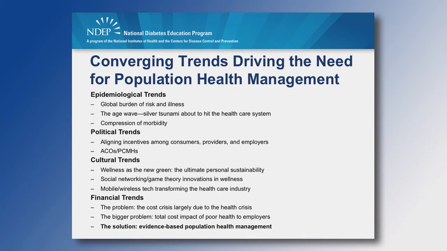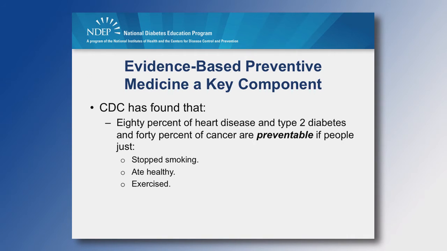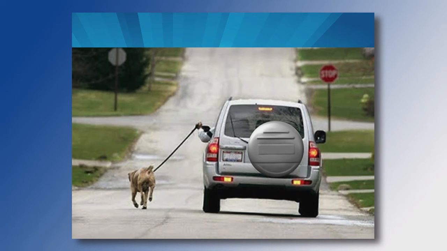So the solution is really focusing on evidence-based population health management. We know that preventive medicine is a key component of that because the CDC has shown that 80% of heart disease and type 2 diabetes and 40% of cancer are preventable if people just stop smoking, ate healthy, and exercised. Now, the thing is, we all know that. Our grandmothers told us that. But the challenge is, it says easy and does hard for too many people.